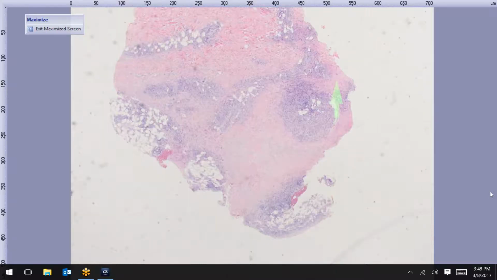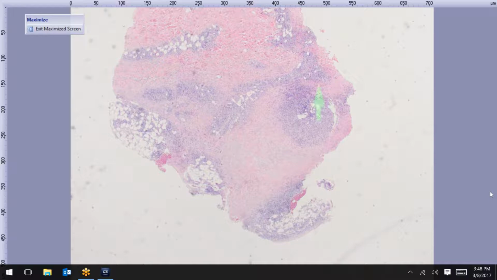All right, so subcutaneous tissue, and you can even tell that the septa here are rather thickened, and even over here they're very thick. And then there's a lot of inflammation here.